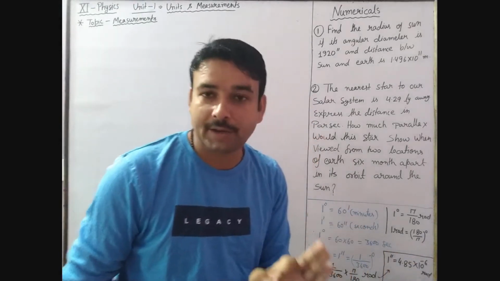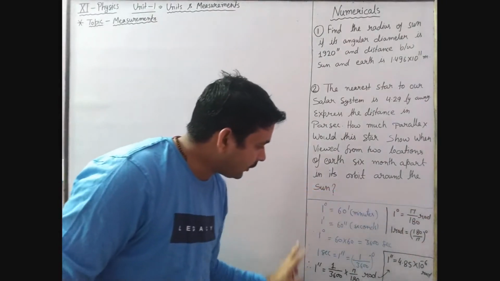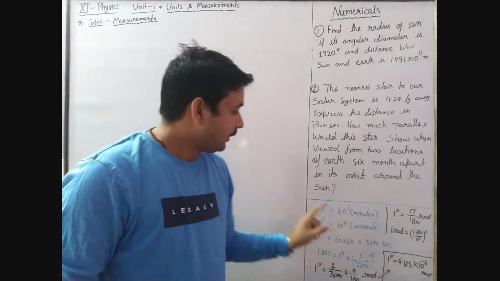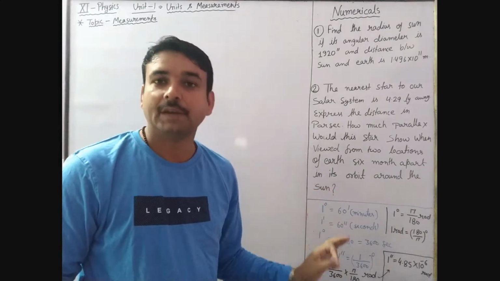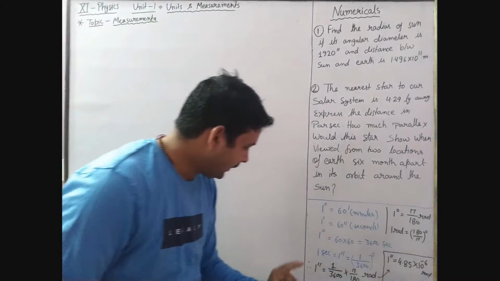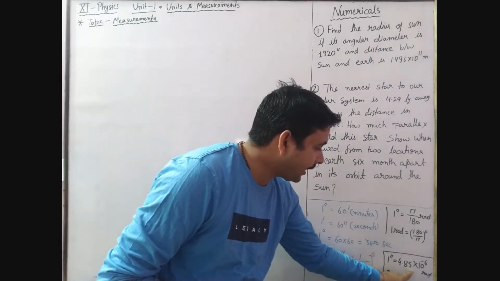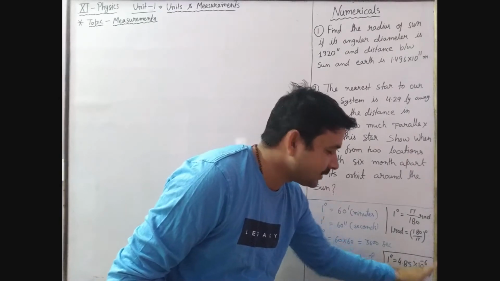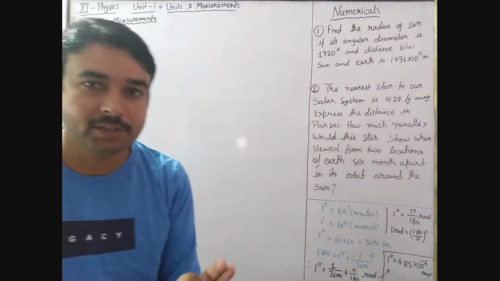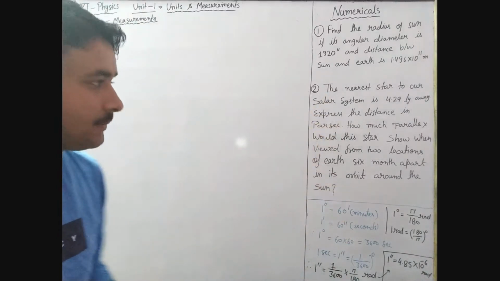This value needs to be remembered by your side. These are some important results, how to convert degree into radian. And here one result, 1 second is equal to 4.85 into 10 to the power minus 6 radian. This is the important result which we can use directly in the solutions.